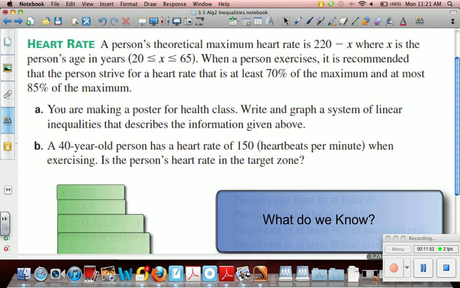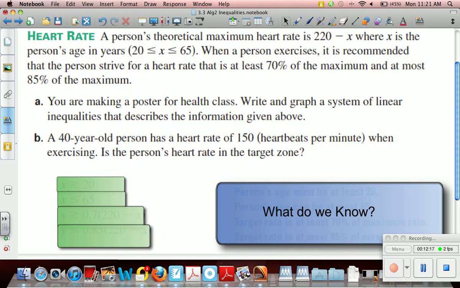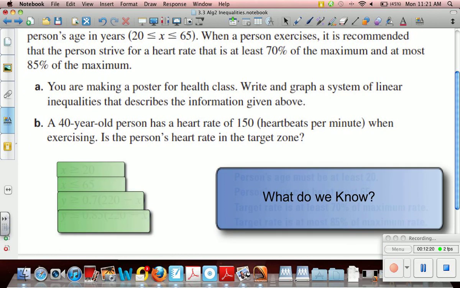So on this one, you're dealing with a heart rate. A person's theoretical maximum heart rate is 220 minus x, where x is the person's age in years, and it's between 20 and 65. And when a person exercises, it's recommended that a person strive for a heart rate that is at least 70% of the maximum and at most 85% of the maximum. All right, so if you're making a poster for the health class, you want to write and graph a system of linear inequalities that describes the information above.